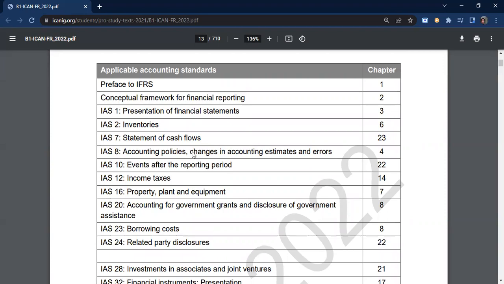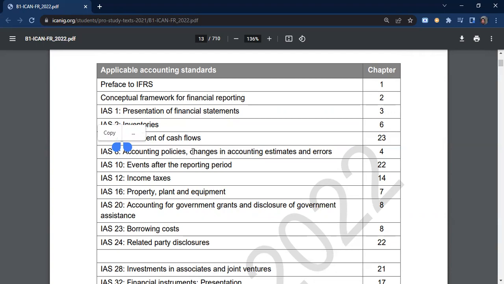IAS 1, which is presentation of financial statements. We talk about IAS 2 as well. We talk about IAS 7, which is statement of cash flows. And I'm very sure that everybody listening to me now, this is not the first time we are hearing about the statement of cash flows; it is in foundation. If you don't have an accounting background, at least you are coming from foundation.